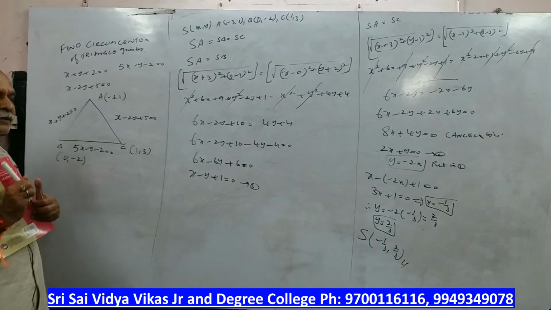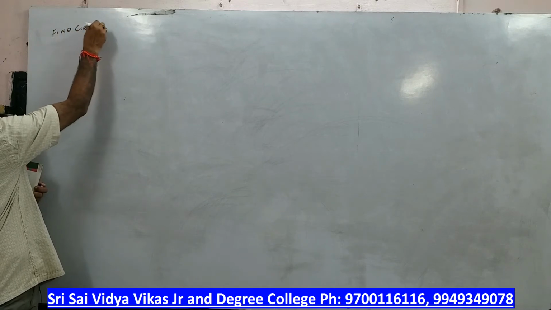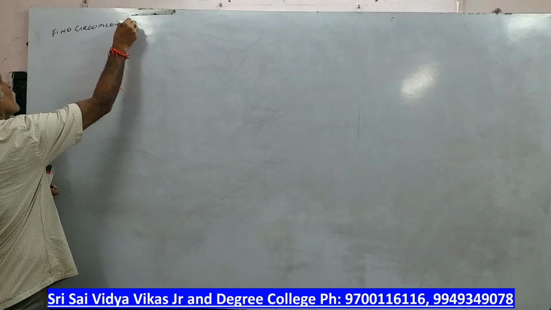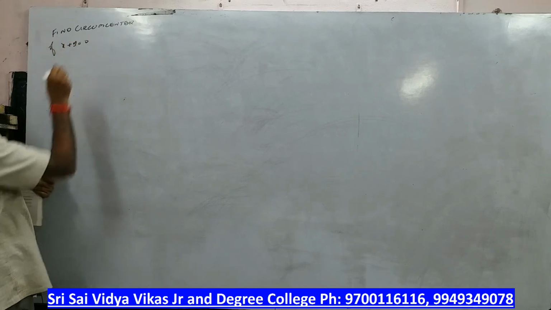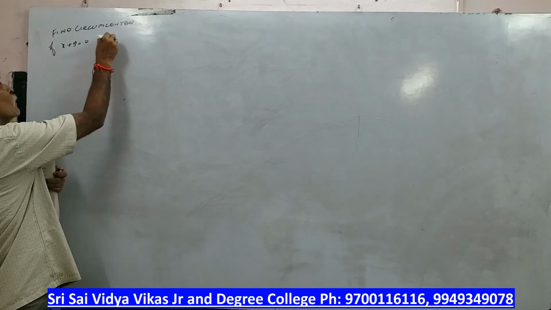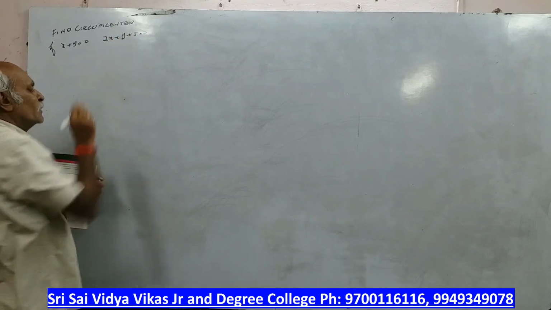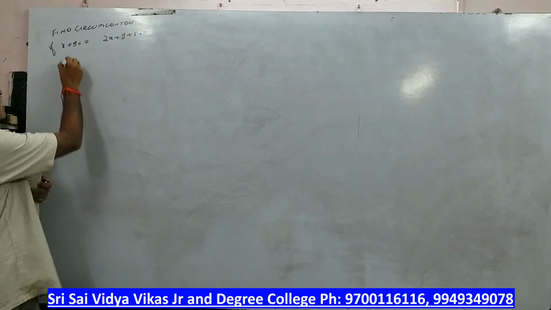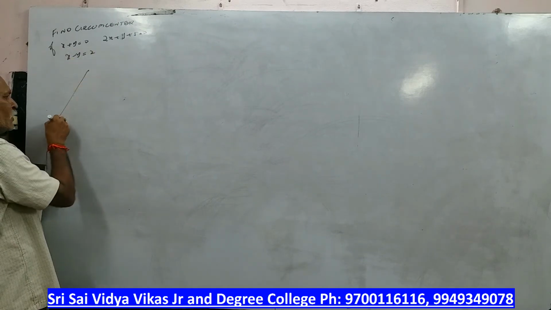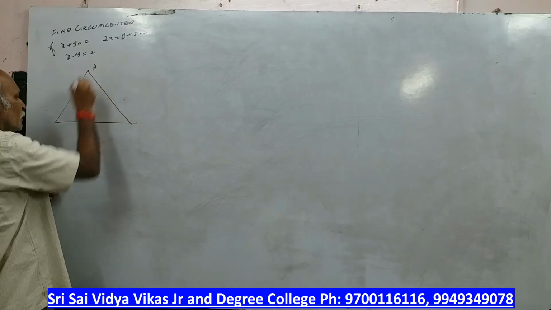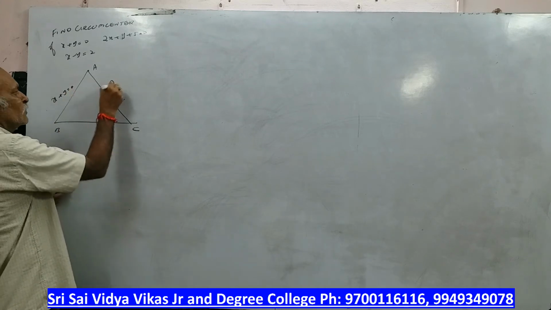Please note down this. Again one more problem. Find the circumcenter of x plus y is equal to 0, 2x plus y plus 5 is equal to 0 and x minus y is equal to 2. Okay, again is asking. Now I am drawing a triangle. Look at this problem. A, B, C. First one is what, sir? X plus y is equal to 0.